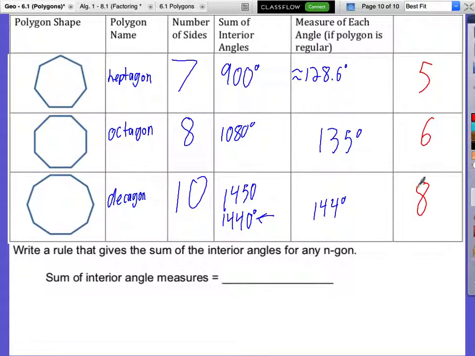Listen up. Write a rule that gives the sum of the interior angles for any n-gon, regardless of the size. Well, the sum of the interior angle measures will be n minus 2 times 180. You would take your number of sides, subtract 2, and multiply times 180, because that's the number of triangles there are in it, and each triangle has a measure of 180. So you can multiply those up, one for each triangle. Questions on that?